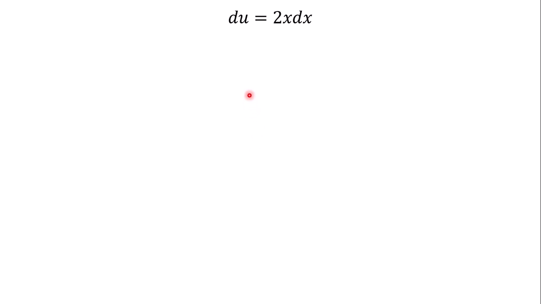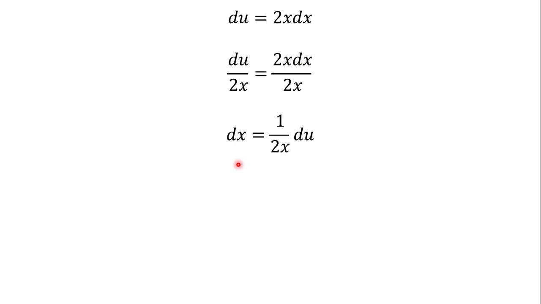Now here we are going to divide both sides by 2x, all because we want to find what is going to replace dx. So let's isolate dx and know what is going to replace it. This and this will cancel out, to be left with this one. So dx is equal to 1 over 2x du.